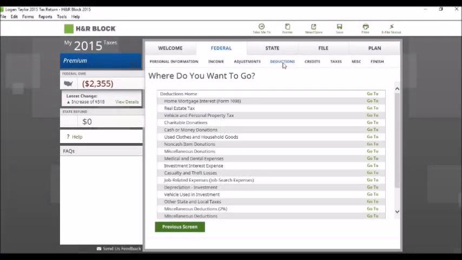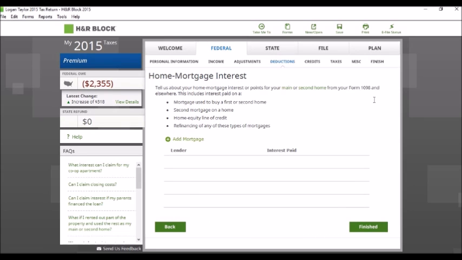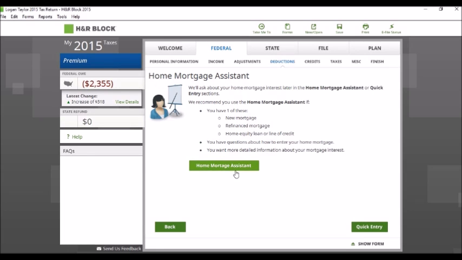We can go to deductions, and there is some information here for that. So the very first one off the bat is interest on his home. It tells us that interest on his home mortgage was $4,600. So let's jump in there, add mortgage, and go ahead and do the quick entry.